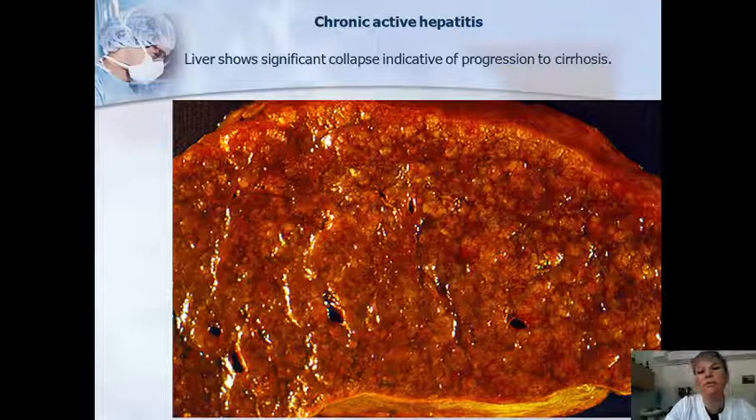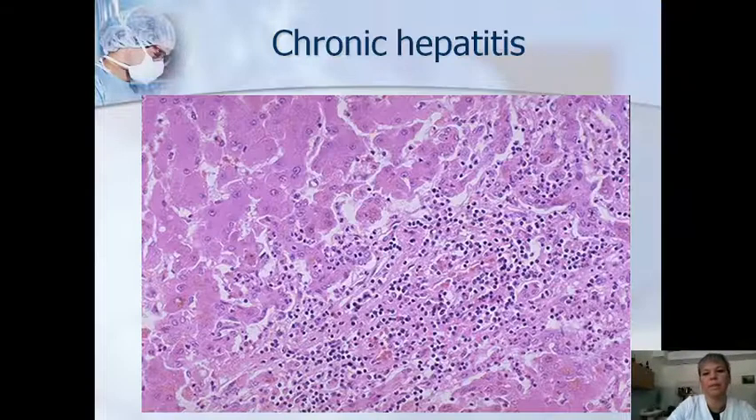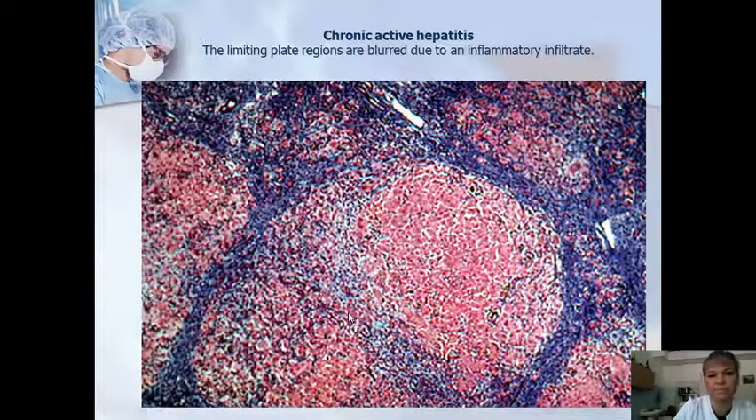In this photo, you can see chronic active hepatitis. The liver shows significant collapse, indicative of progression to cirrhosis, portal cirrhosis. In this histological photo, you can see chronic hepatitis. We see proliferation of lymphocytes and growth of connective tissue. The limiting plate regions are blurred due to inflammatory infiltrate.